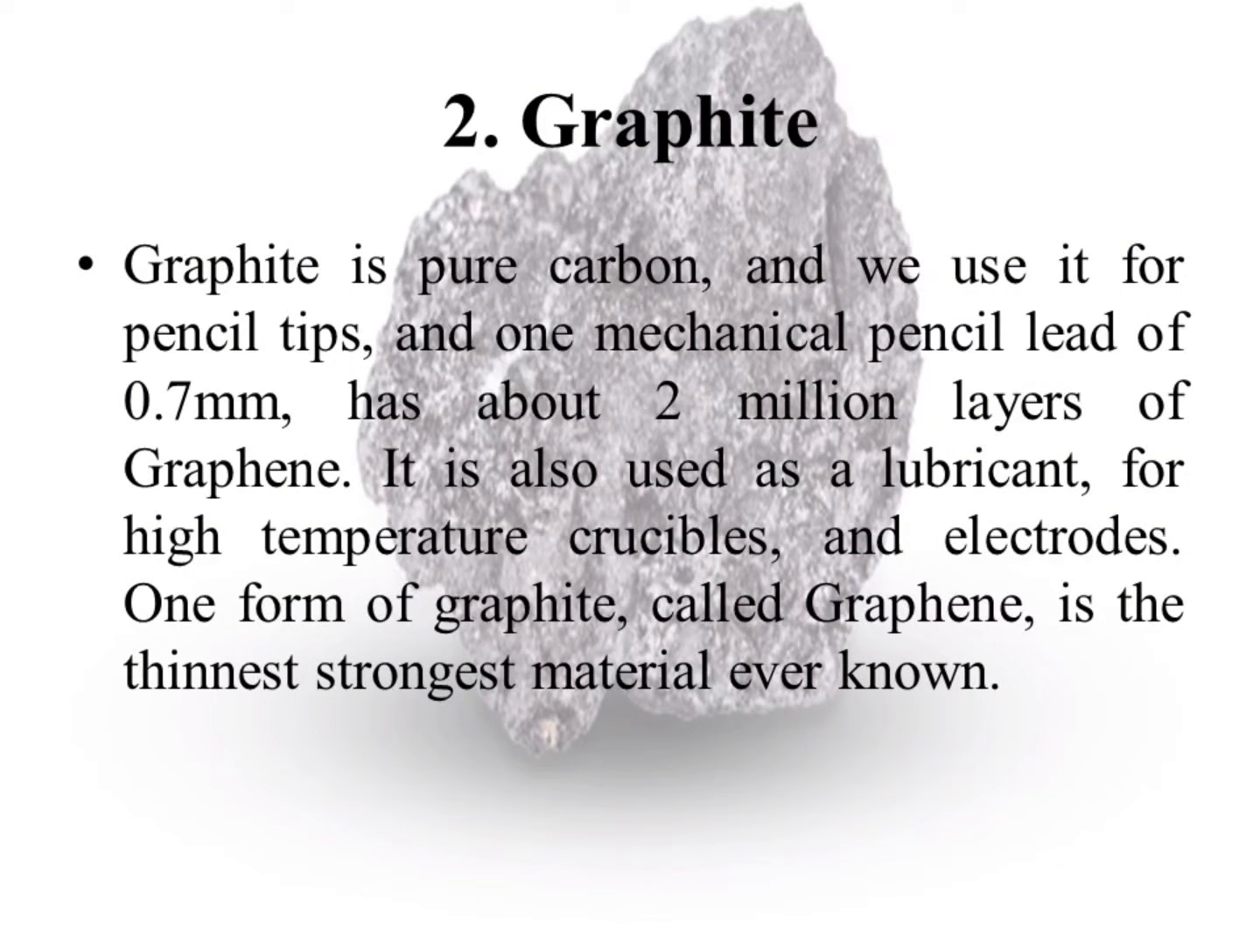2. Graphite. Graphite is pure carbon, and we use it for pencil tips, and one mechanical pencil lead of 0.7 mm has about 2 million layers of graphene. It is also used as a lubricant, for high-temperature crucibles, and electrodes. One form of graphite, called graphene, is the thinnest, strongest material ever known.